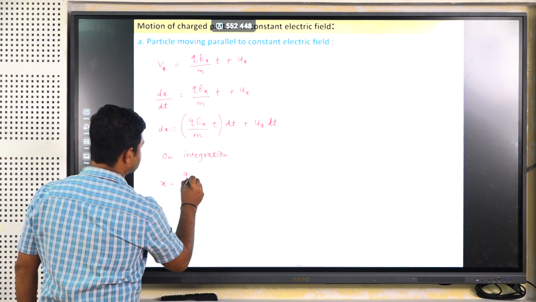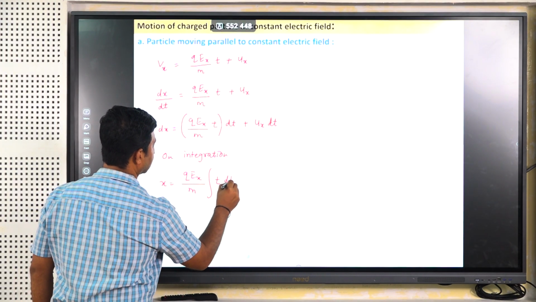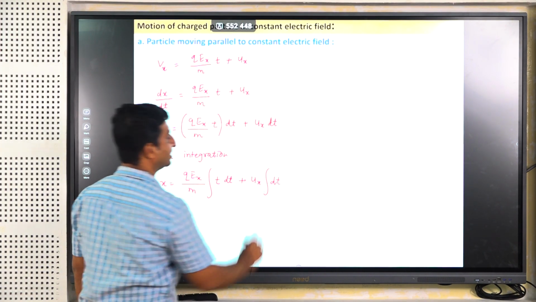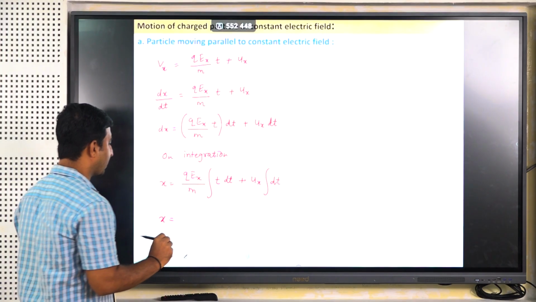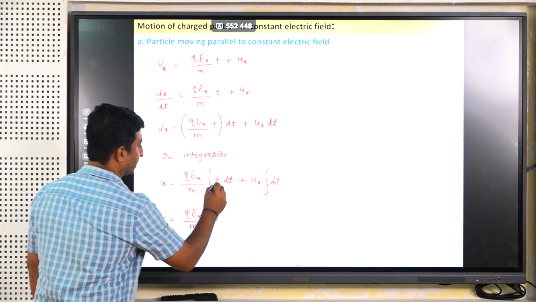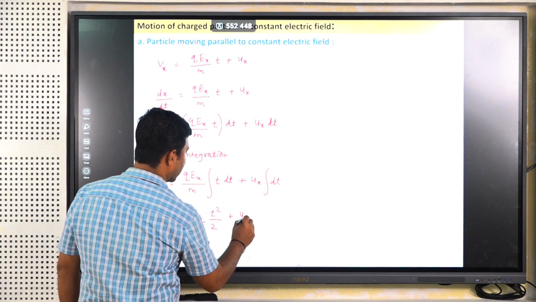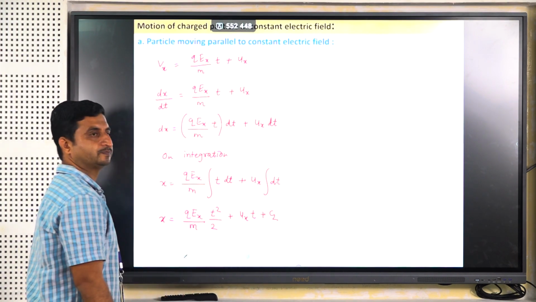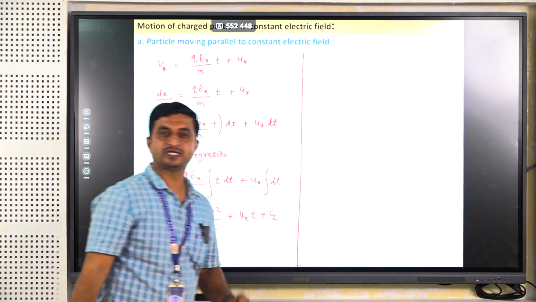We can write here qEx upon m integration of t dt plus ux integration of dt. After the integration we get the position of the charged particle in the electric field as qEx upon m t square by 2 plus ux t plus the constant of integration c2. C2 is a constant of integration. We have to find c2.